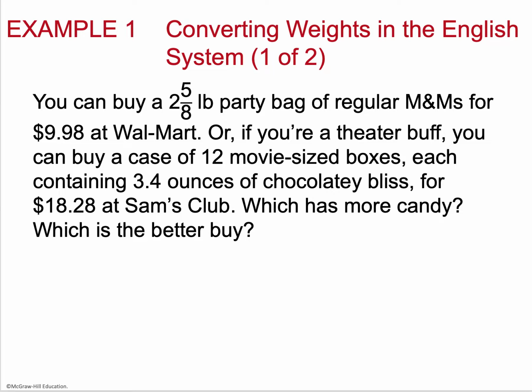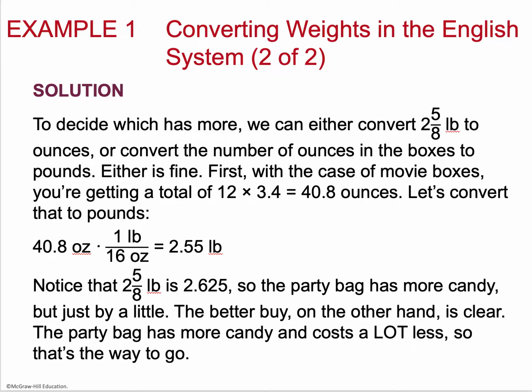So in order to be able to make the comparison, I need to be able to compare them in the same unit of measurement. So if I'm looking at this with the same unit of measurement, it probably doesn't make sense to convert 3.4 ounces. It probably makes sense to convert, if I add all 12 boxes together, that is 40.8 ounces. I don't want to convert 2 5/8 because I don't want to deal with the fraction. So it's probably easier for me to go from ounces to pounds.